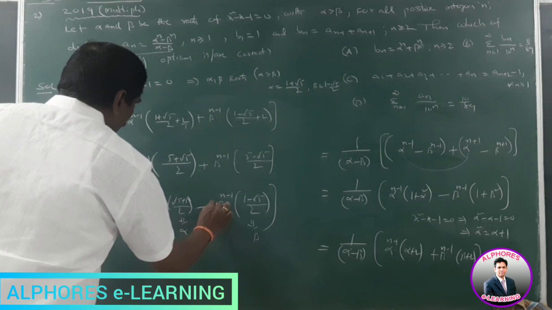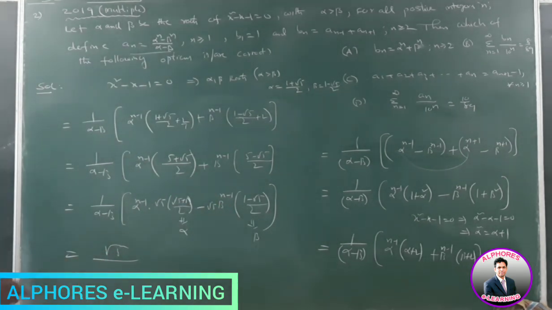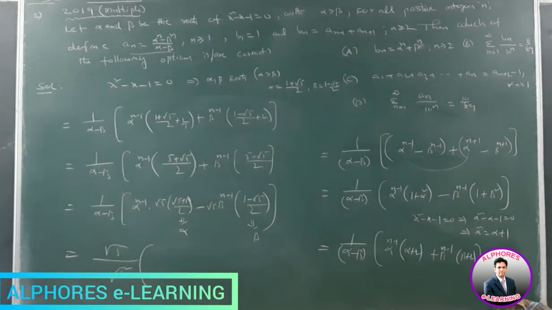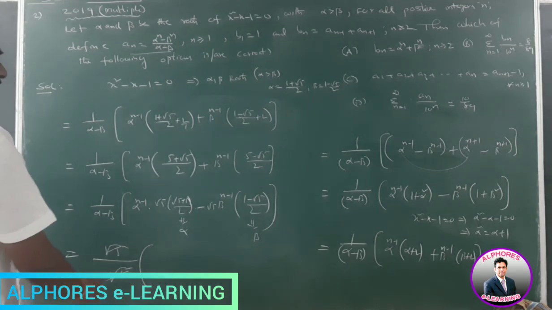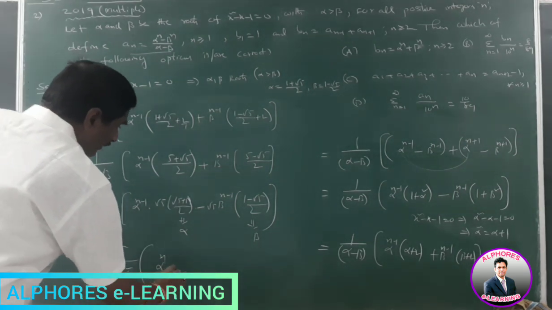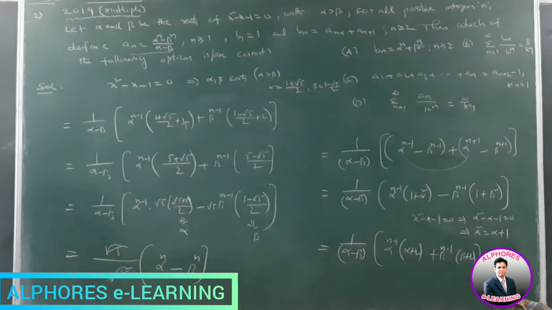Root 5 is also a common term here. That is equal to root 5 by alpha minus beta. But actually we find alpha minus beta is also root 5. Root 5 cancels. Here alpha power n minus 1 into alpha means alpha power n, minus beta power n minus 1 into beta means beta power n. It is the value of alpha power n minus beta power n.